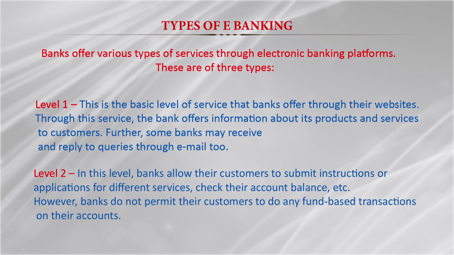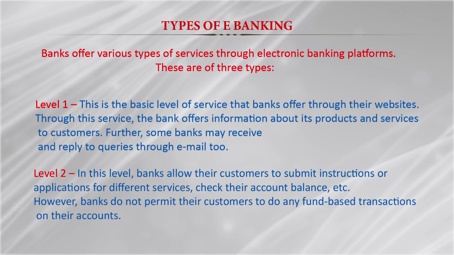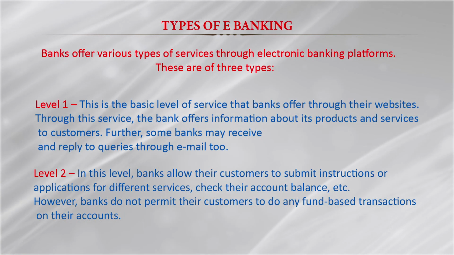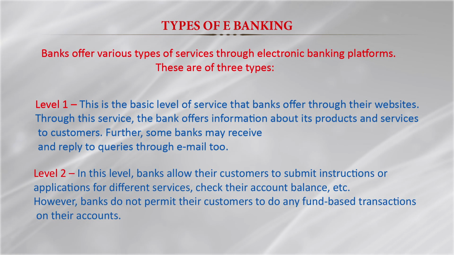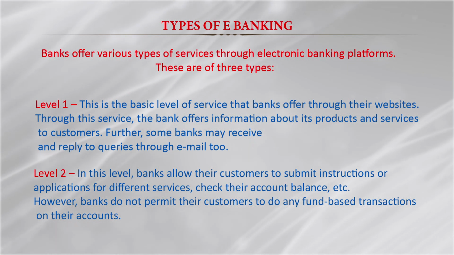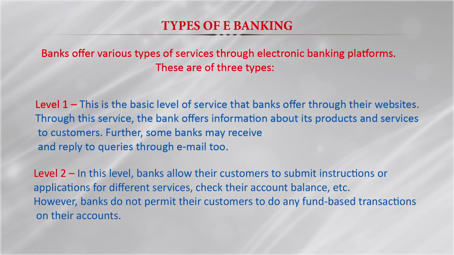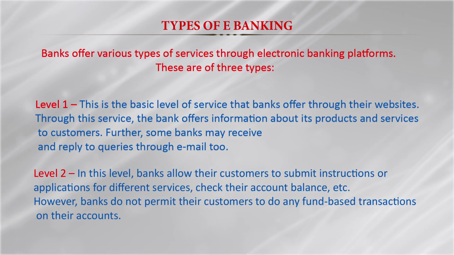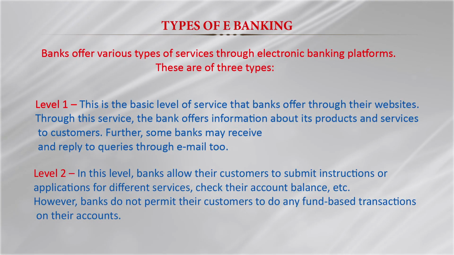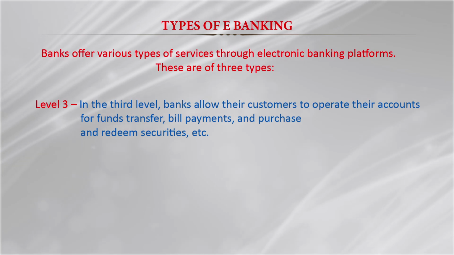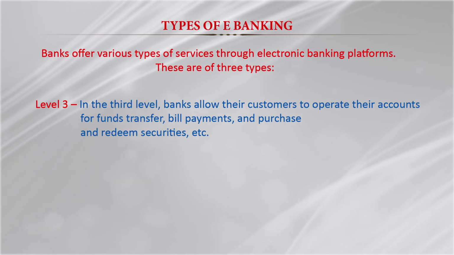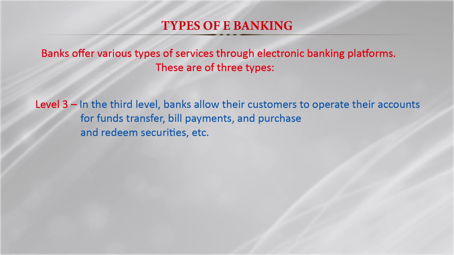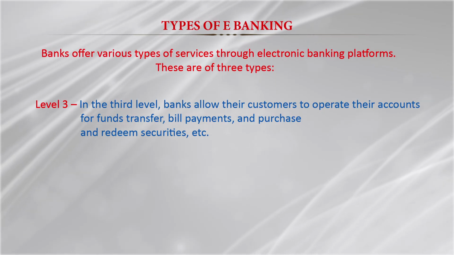Then the level 2 talks about how the banks allow their consumers to submit instructions or applications for different services, check their account balance. However, banks do not permit their consumers to do fund-based transactions. This is the second layer, where again it is somewhat static and has a little flavor of the dynamic things. Then level 3 is purely where the banks allow their consumers to operate their accounts, from fund transfer, bill payments and purchase of redeemed securities.